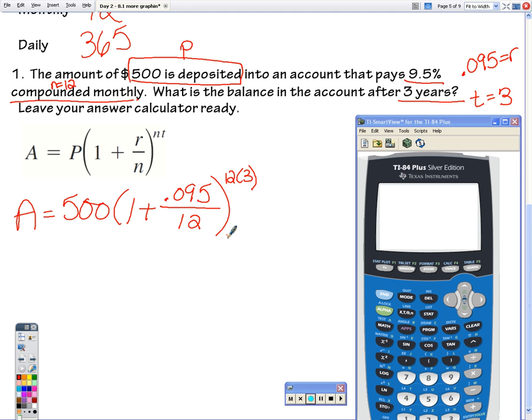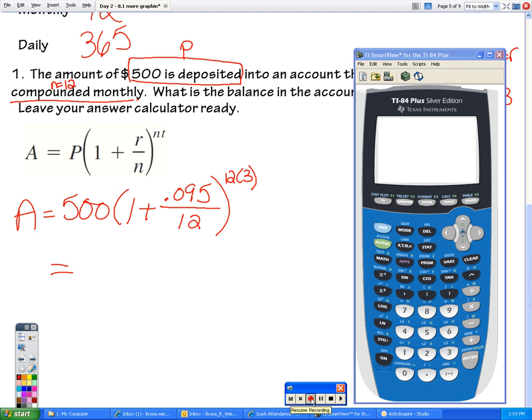From here, I'm going to use my calculator to find out how much money this is after 3 years. But on the quiz, since it's non-calculator, and the directions will say, leave your answer calculator ready, you're just going to leave it just like this. Remember, I'm not giving you the formula. You need to memorize it.